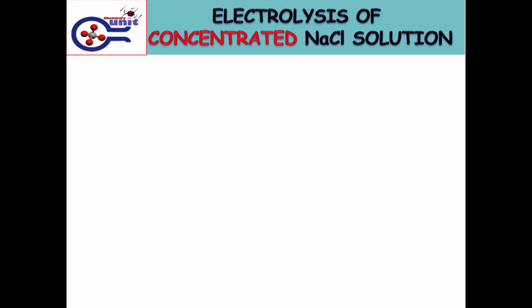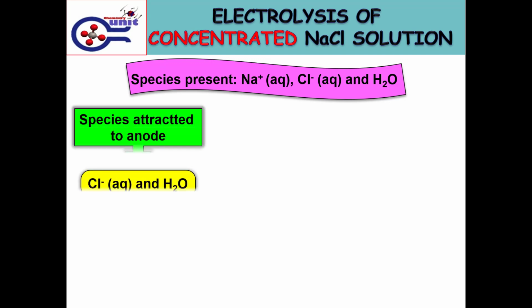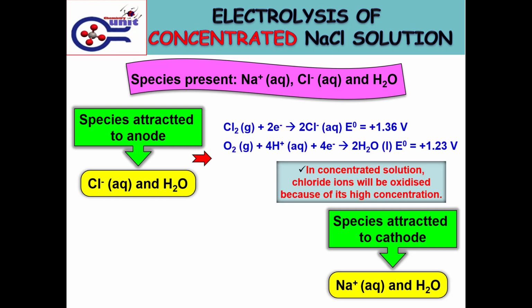Next, for the case of concentrated solution, in our syllabus, we focus only on concentrated sodium chloride solution. So, start by identifying the species present in the solution. There are sodium ions, chloride ions, and water. Chloride ions and water are attracted to the anode, while sodium ions and water are attracted to the cathode. At the anode, in concentrated solution, chloride ions will be oxidized because of their high concentration.